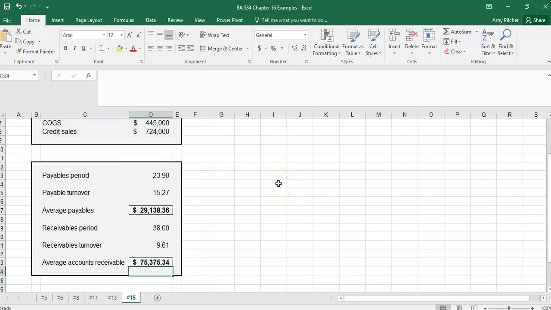So we know that the average amount they had per month in accounts receivable was $75,375, and the average amount they had each month in their payables account was $29,138. Those are the Chapter 16 examples.